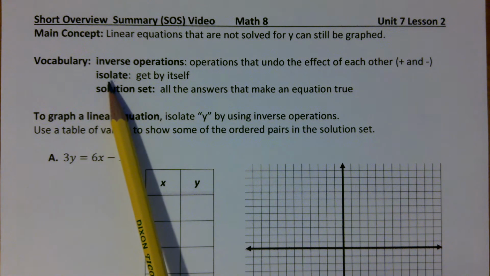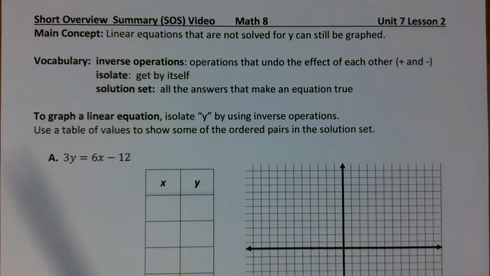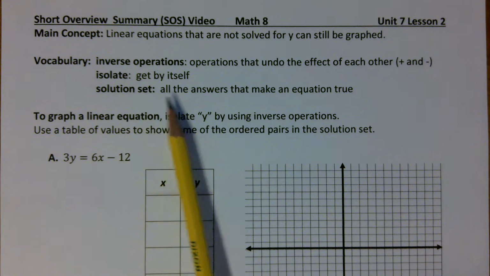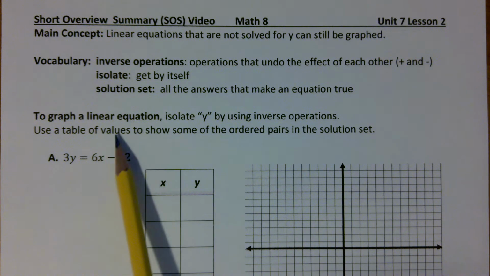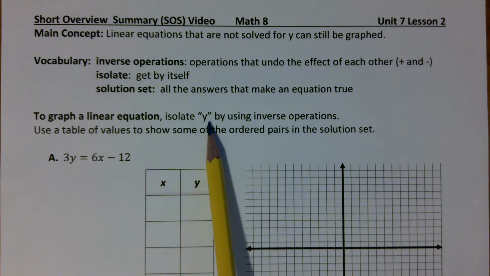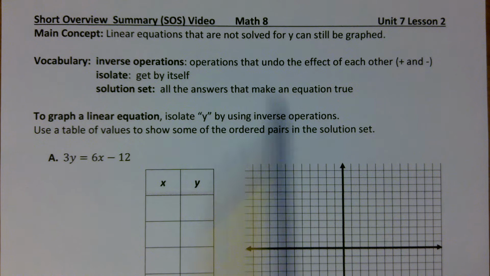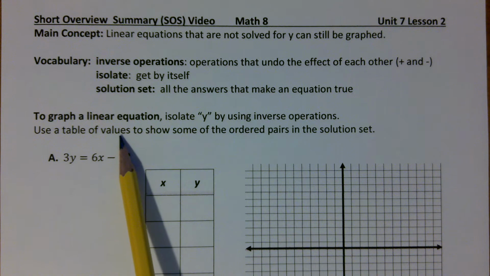If I isolate something, I get it all by itself. And a solution set is all the answers that make an equation true. So in order to graph a linear equation, we need to isolate y by using inverse operations. In this video, we're going to use a table of values to show some of the ordered pairs in the solution set that we will graph.